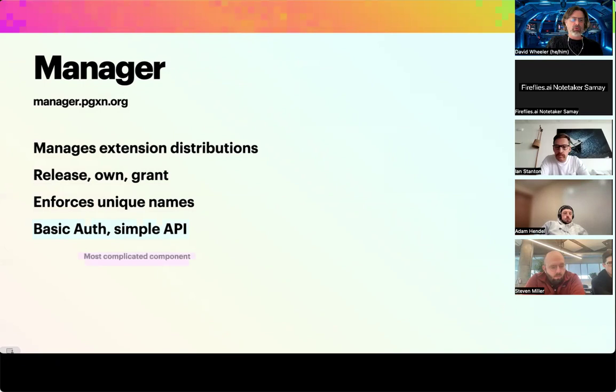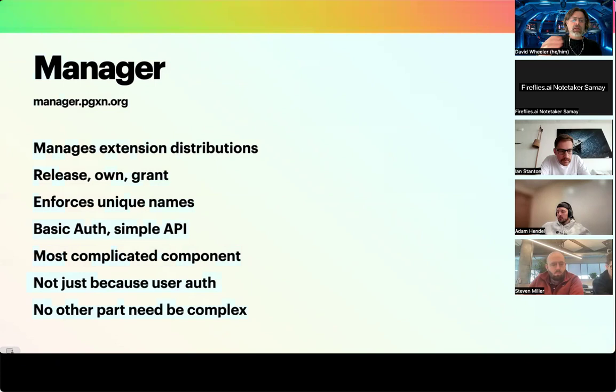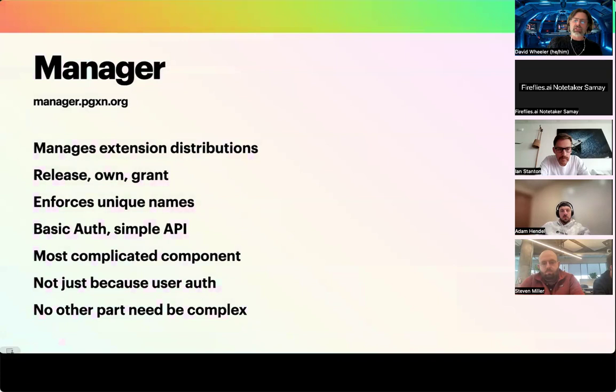This is the most complicated component of the entire architecture. And it's not just because of the user authentication, although identity certainly adds a wrinkle. It's more because by it being complex and doing most of the work to determine what's in extensions and making sure they're valid and all that, other parts of the system can be much, much simpler because they can just depend on it. Yeah, Ian.